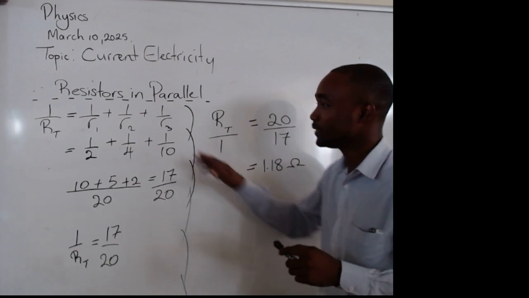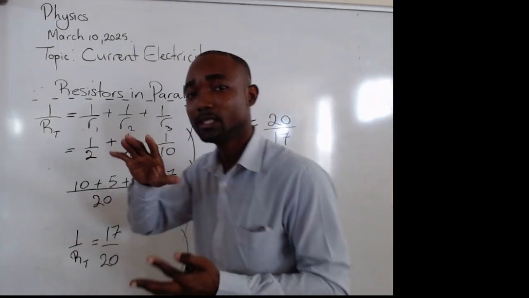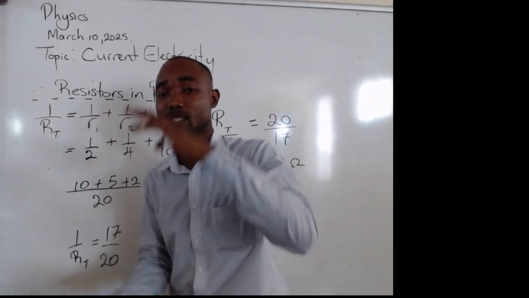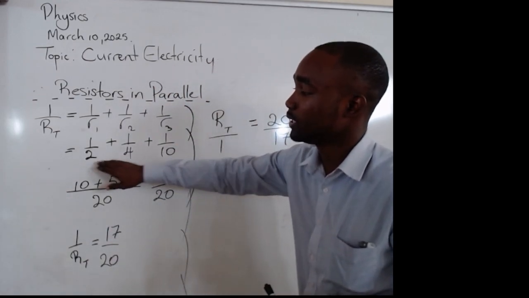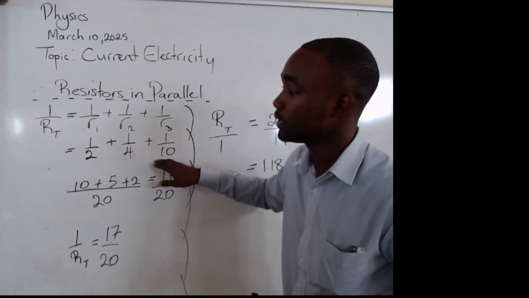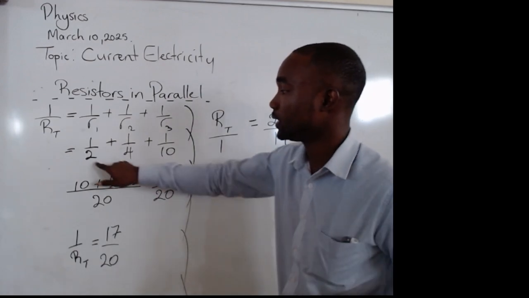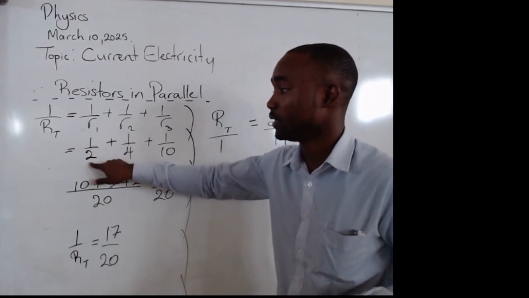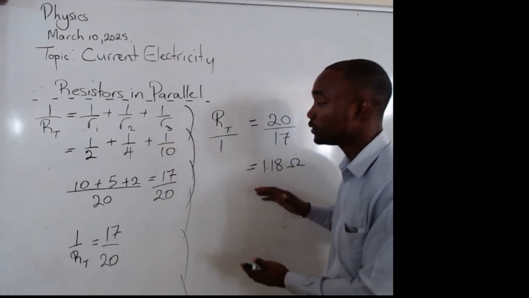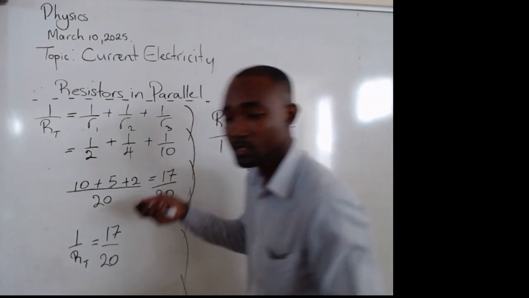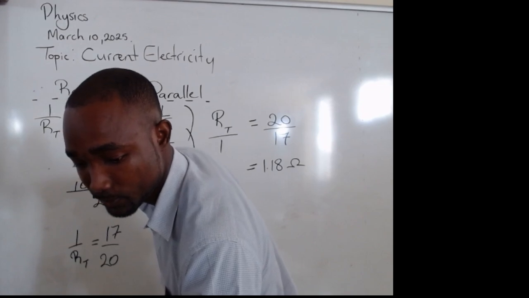So you realize that when the resistors are in parallel, the total resistance is much smaller. It is smaller than the individual resistances. So 1.18 is smaller than any of these right here. All of them. Now this is the formula that you have to use to find total resistance. Let's do another question.